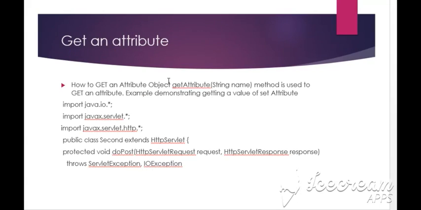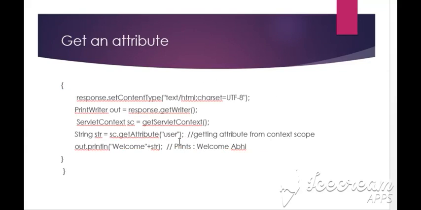Next, how to get an attribute. The getAttribute(String name) method is used to get an attribute. It is an example program of how to get an attribute. Here we are mentioning the attribute name, so it will get the attribute value.